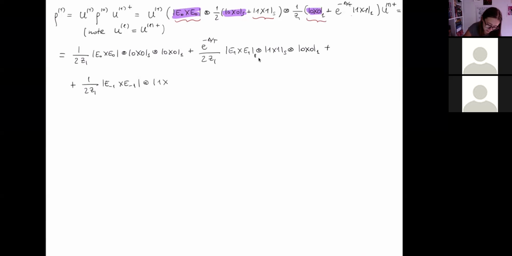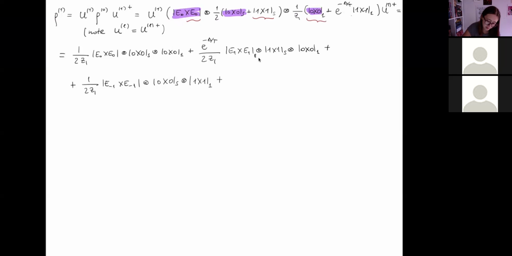Then we flip the state of the qubit from 1 to 0. And finally, we raise the state of the qubit of the heat bath.